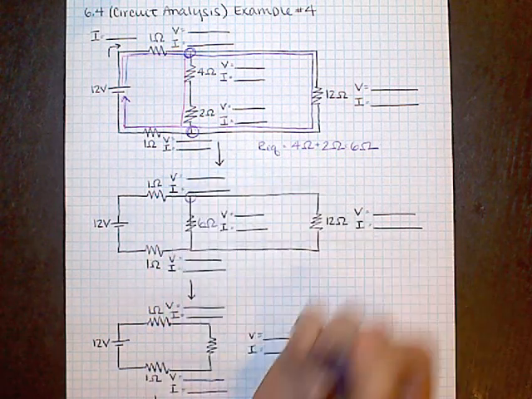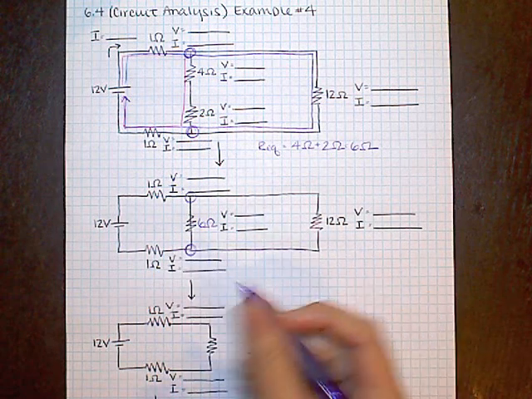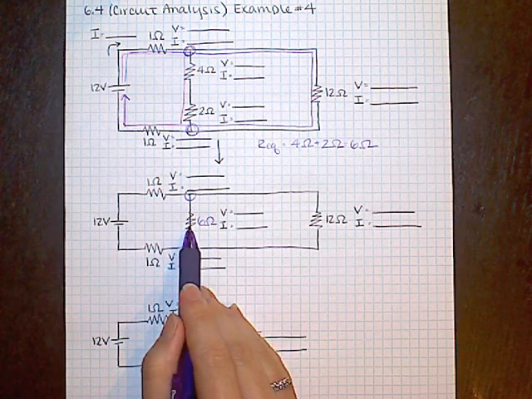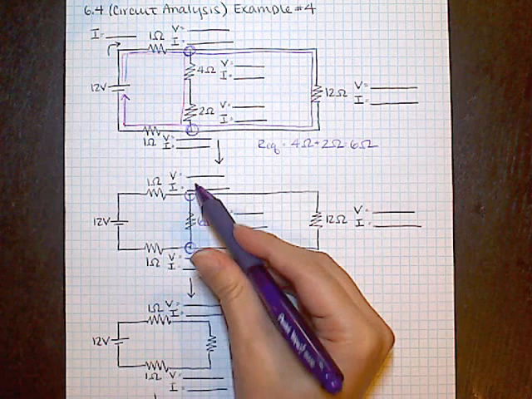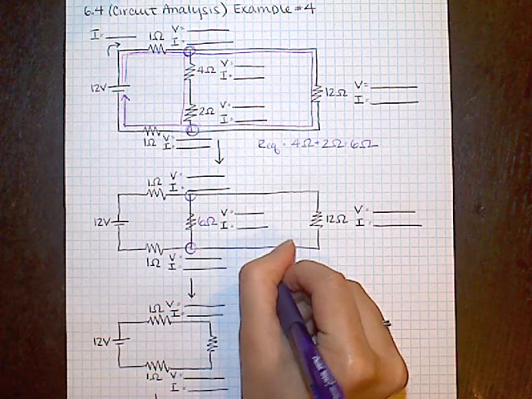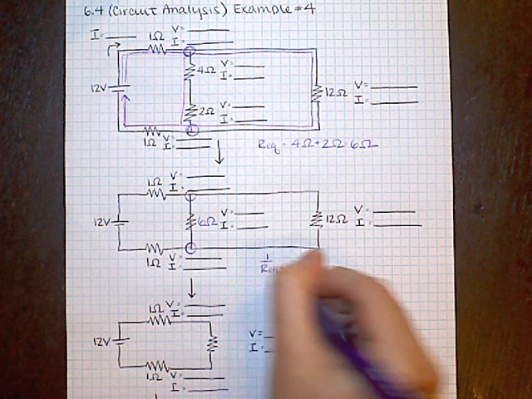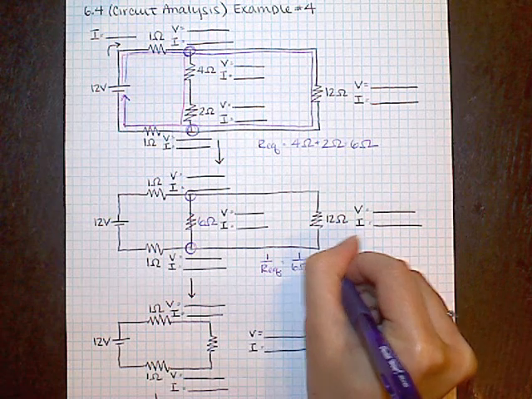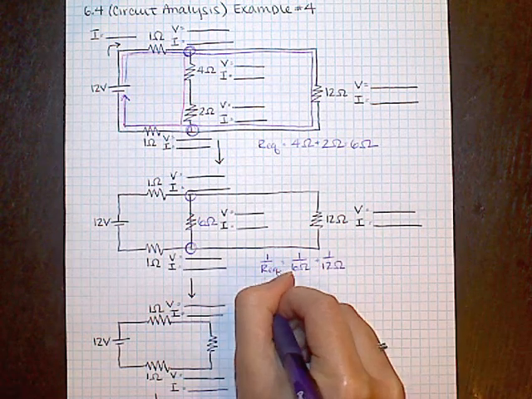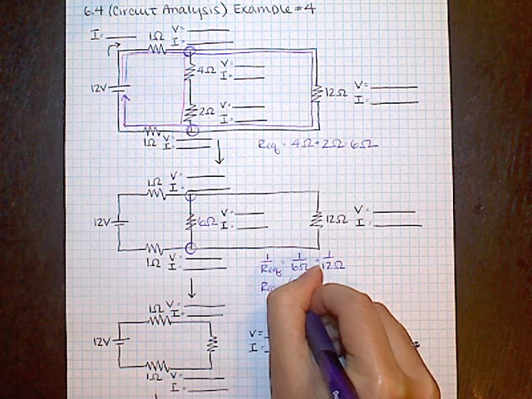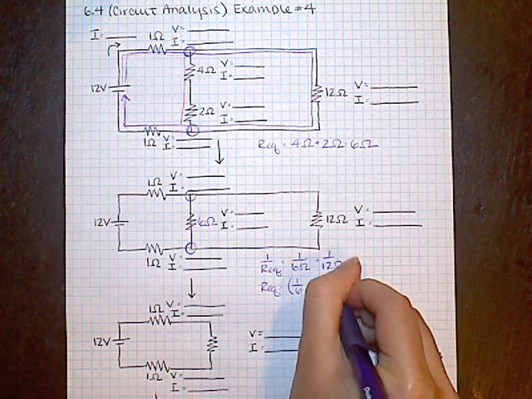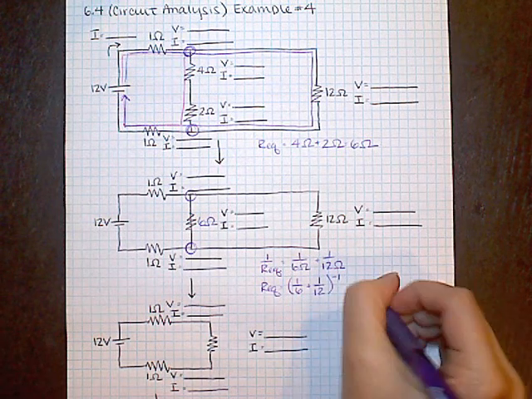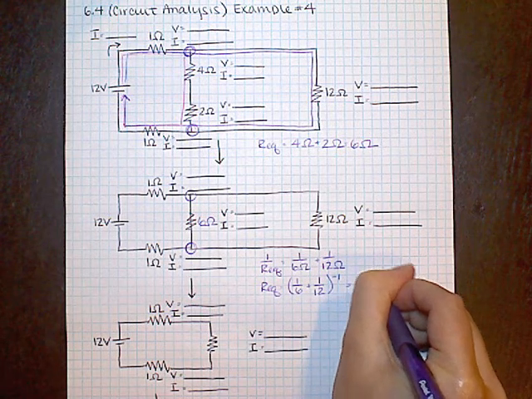I still have my current splitting here. I still have my current coming back together right there. But now, for each pathway between these 2 points, there's only one resistor on each branch. So I'm ready to go ahead and combine these in parallel. To combine them in parallel, 1 over the equivalent resistance is equal to 1 over 6 ohms plus 1 over 12 ohms. Or in other words, the equivalent resistance is going to be equal to (1/6 + 1/12) to the negative 1 power, which I do believe is going to give me 4 ohms.